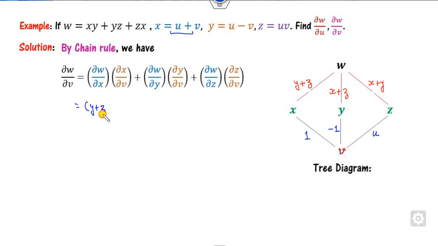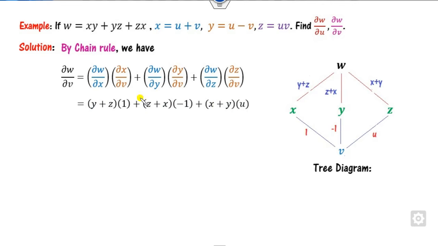So what is the answer of this? This is y plus z times plus 1, plus z plus x times minus 1, and x plus y times u. So you can simplify them. You can see I can open this, z will be cancelled out. So it will be y minus x plus x plus y times u. So you can substitute the value of y here, x here, and so on. You will get the required answers.